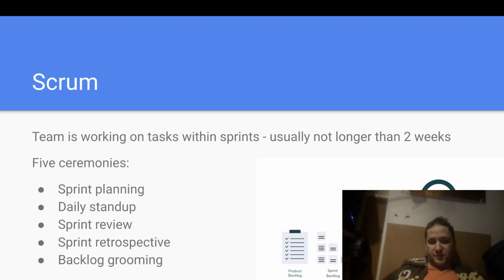Then you have sprint review, then you have sprint retrospective, and then you have backlog grooming as a fifth, but this could be an optional ceremony. These four, the beginning four from this slide that you see here, these are the most important ones.